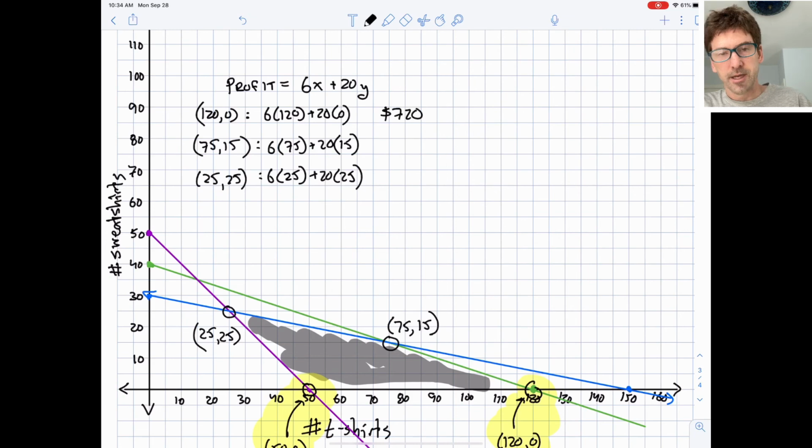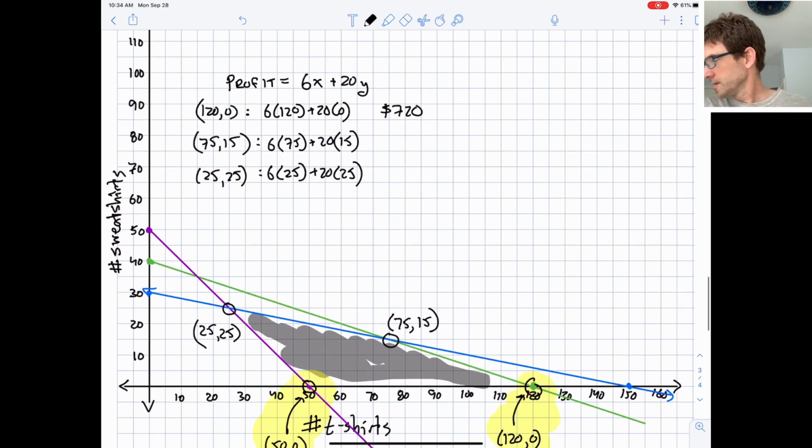All right, 6 times 120 is $720. Okay, so that would be our profit if we made 120 t-shirts and 0 sweatshirts. 6 times 75 plus 20 times 15, that gives us, let me see here, $750, so a little bit more of a profit. And then 6 times 25 plus 20 times 25 is $650. All right, so our highest profit is $750.